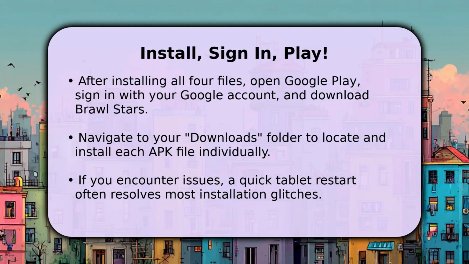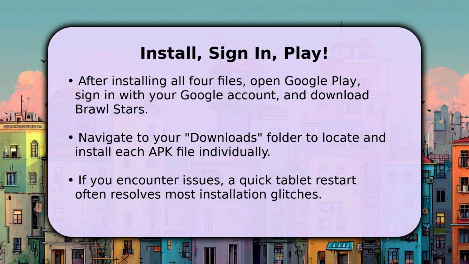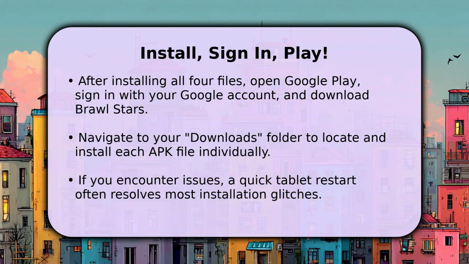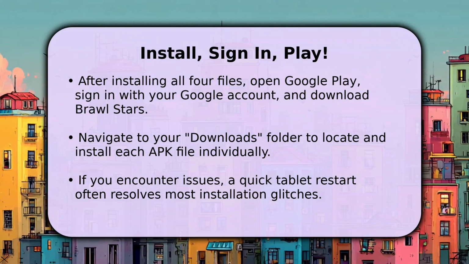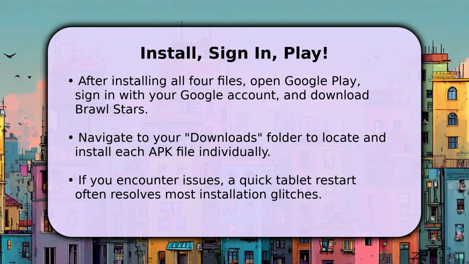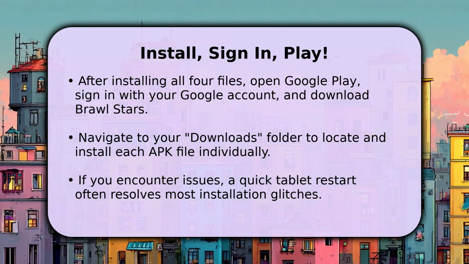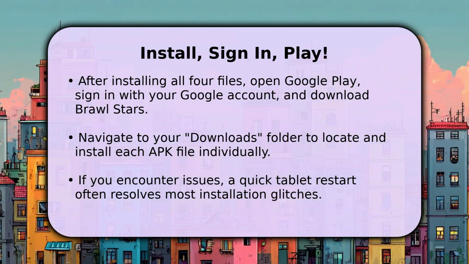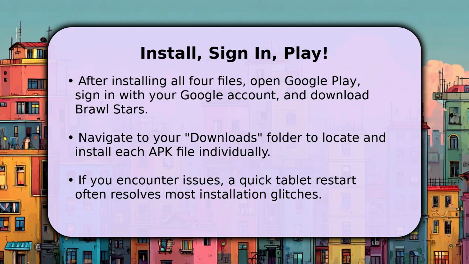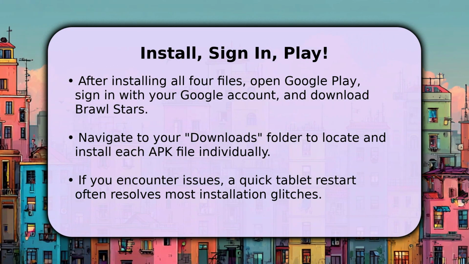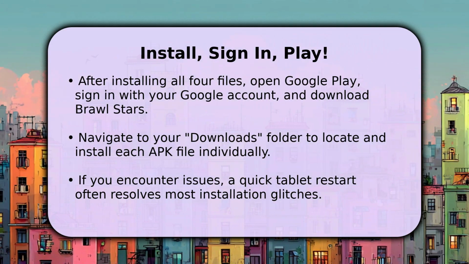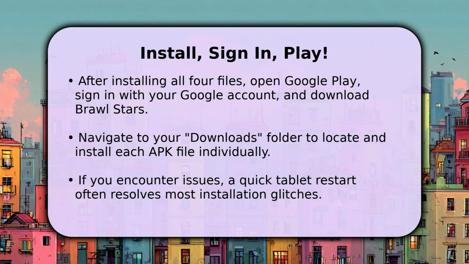Once all 4 Google Play APKs are successfully installed on your Fire tablet, you're almost there. Open the newly installed Google Play Store app, sign in using your existing Google account, or create a new one. After logging in, simply search for Brawl Stars within the Play Store, and you'll be able to download and install it just like on any other Android device. If you hit any snags, a simple restart of your Fire tablet often clears up any lingering issues, setting you right to play.